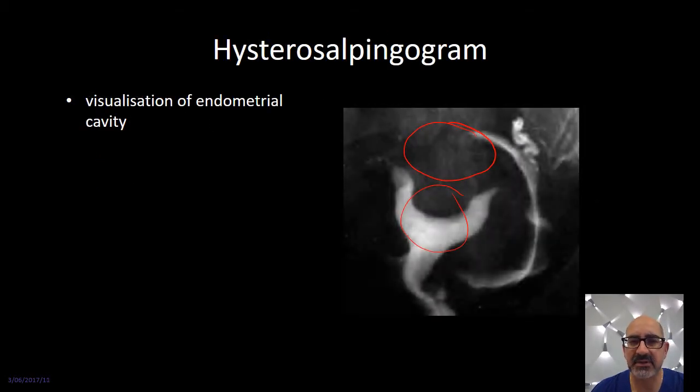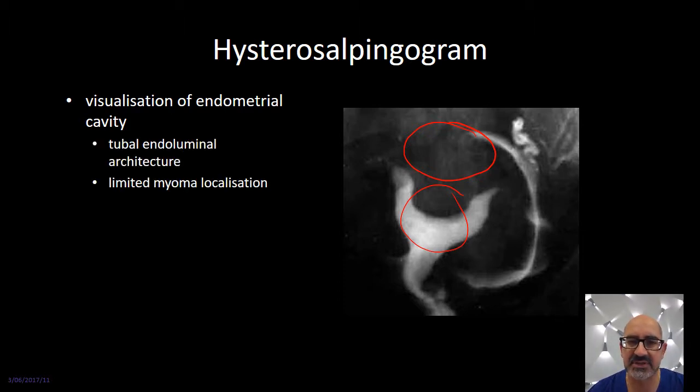A hysterosalpingogram allows visualization of the endometrial cavity, and this is not a great methodology for assessing fibroids, but it does allow you to see exactly where a fibroid is in relation to the endometrial cavity. And again, you can see it sitting over here, indenting the cavity. What it doesn't give is exactly what's happening on the outside and how large this fibroid is.